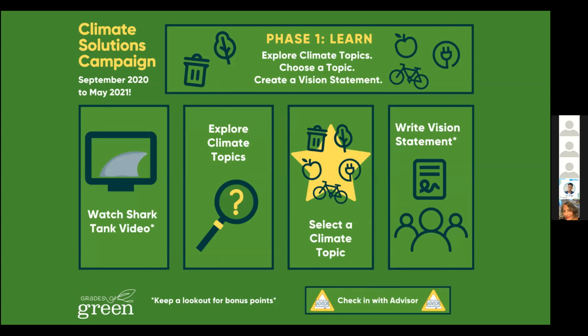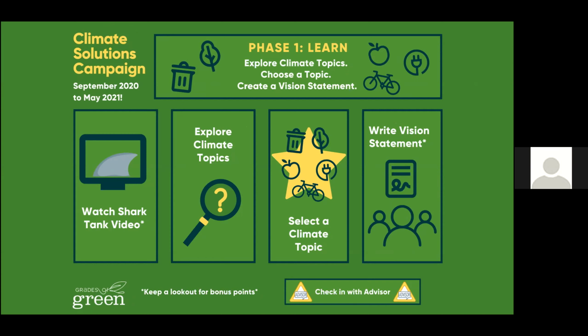In phase 1, learn, teams are going to be introduced to climate science and environmental inequality. We're going to also introduce 5 topics that have significant impact on climate: energy, transportation, food, waste, and trees. And then they'll choose one of these 5 topics to work on for the rest of the year. And last of all, they'll create a team vision statement that tells why the topic they chose matters to them and to the Earth.